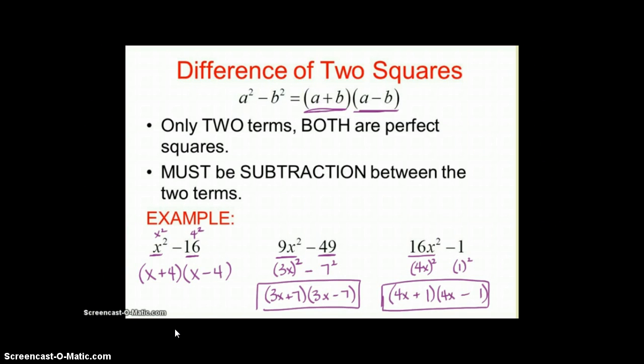Okay, so the special cases, although they're nice, and if you see them, you can make your factoring go much quicker because you know what's going to happen with them. You can also still reason them out using any of your other methods for factoring.